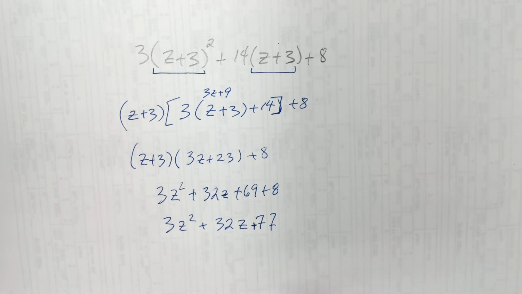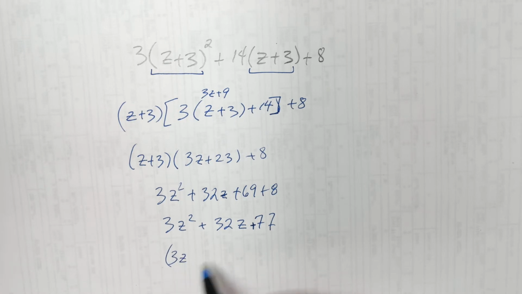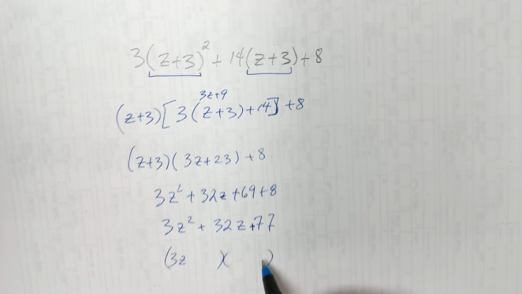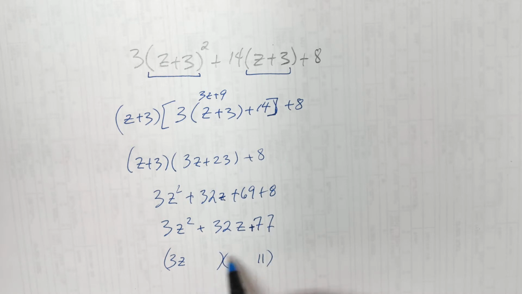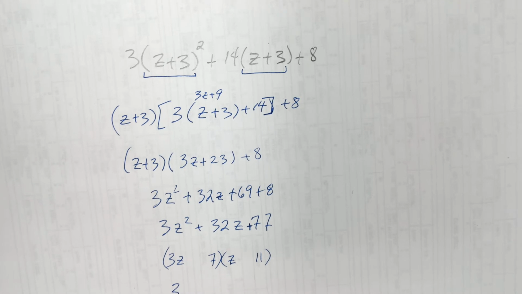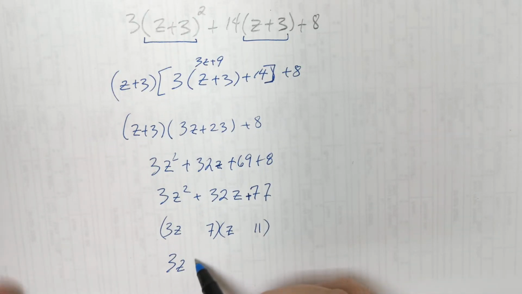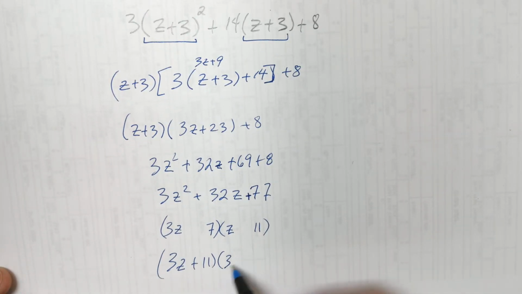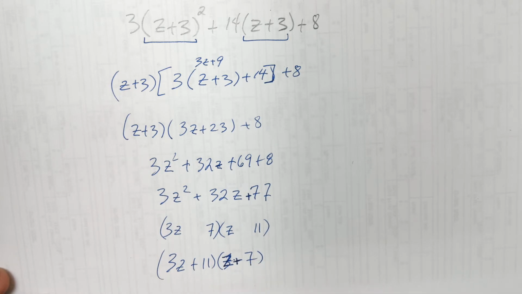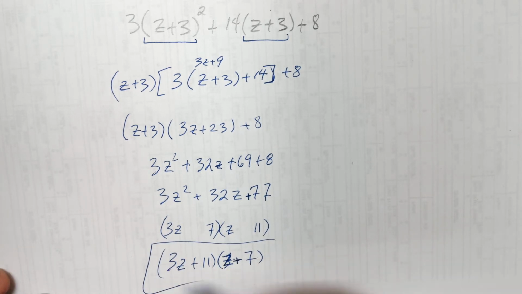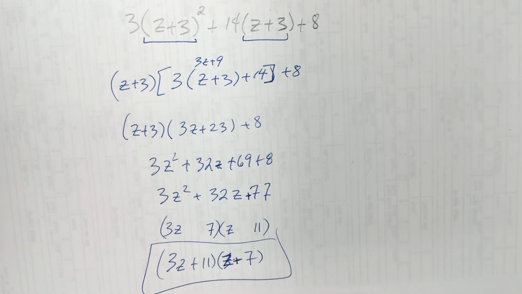Before I try to factor, I'm gonna just try. Let's see, because 77's easy, right? 11 and 7, it's gonna be the other way. That's 33 and 7. That's not it. Here's what it's gonna be: 3z plus 11, and z plus 7. That'd be 21 plus 11. That's it. 32. That's it right there.